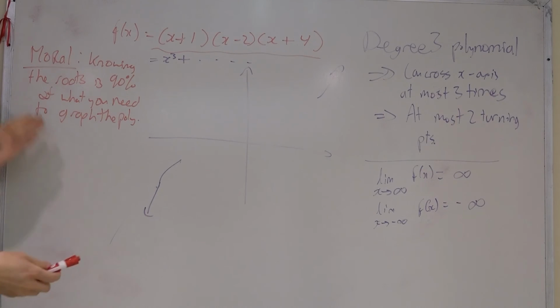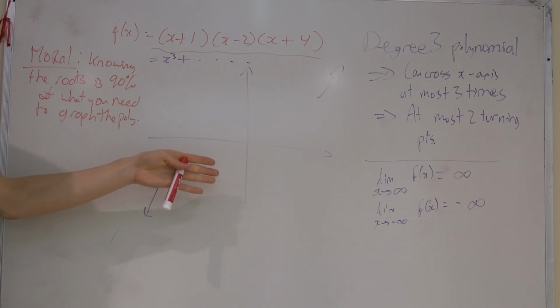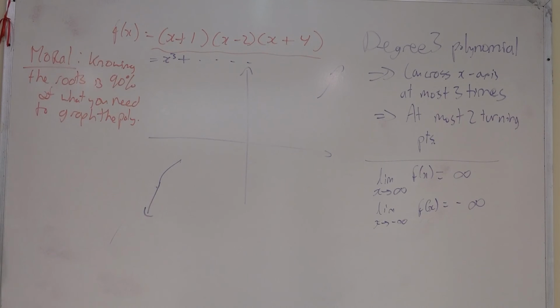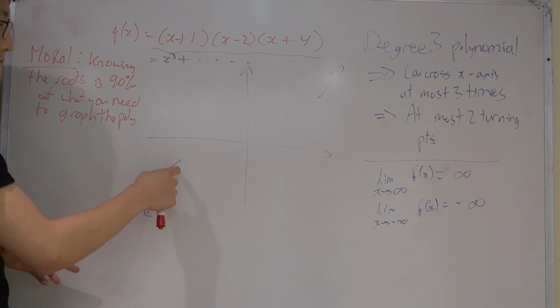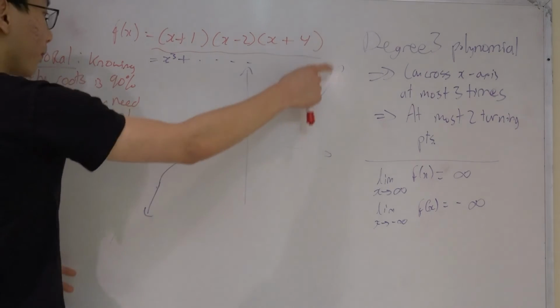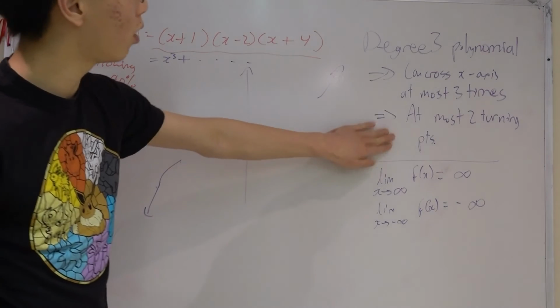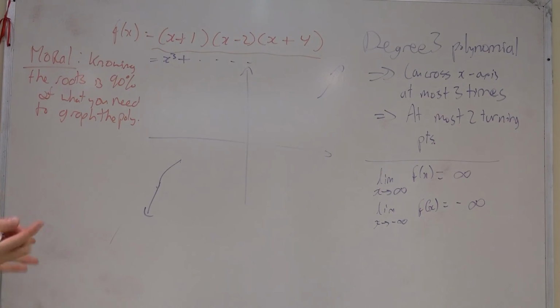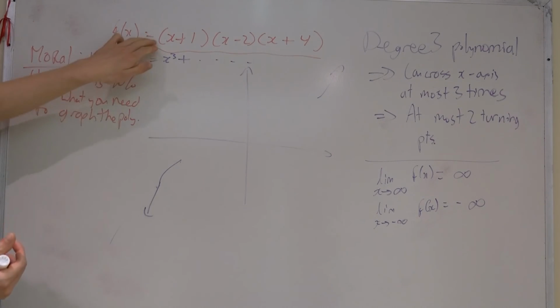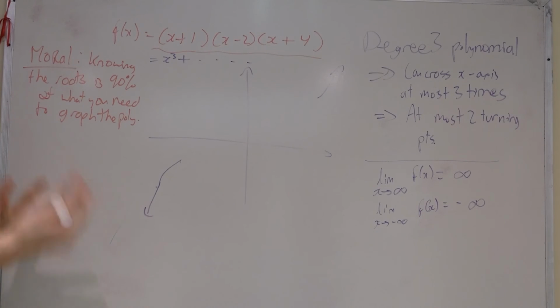Now, this might sound like a ridiculous statement. How can just knowing the zeros of this polynomial tell you so much? Well, it all has to do with what is going on here, the end behavior, and what we know from this. Okay? And let me illustrate that. So firstly, what are the roots of this polynomial? Remember, a root is when the function is equal to 0. So we need to set this thing equal to 0.